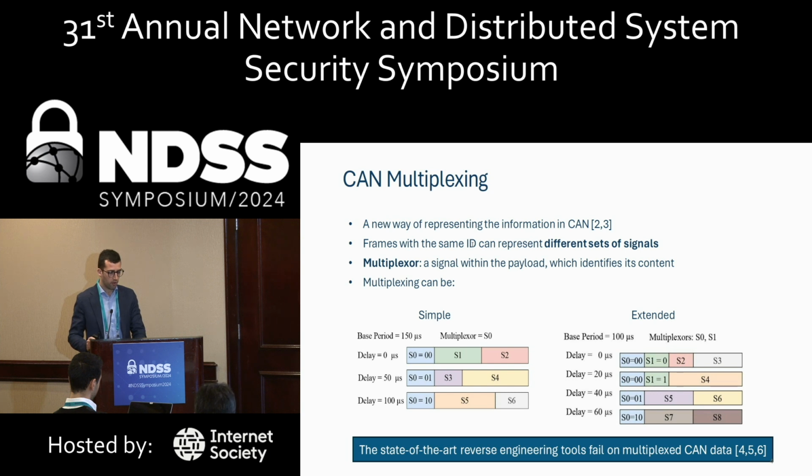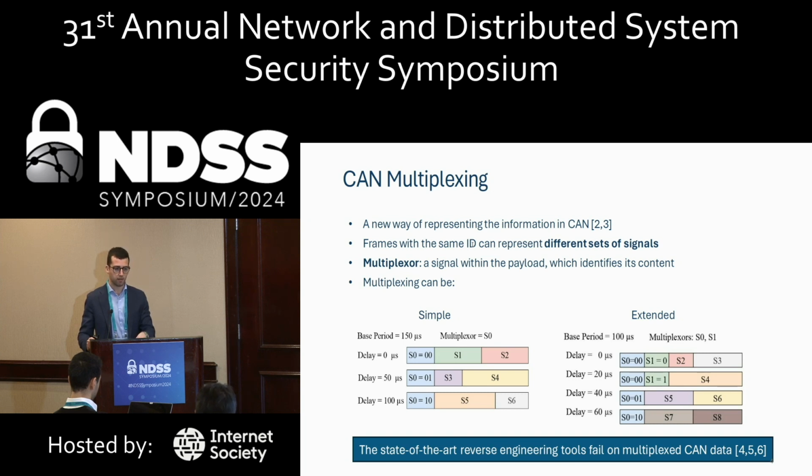So we have seen that there is a new way of representing the information in CAN, which is multiplexing. Contrary to the base assumption of CAN, that all the frames with the same ID include the same set of signals, so we can follow the actual behavior of the signals throughout the frames represented by the same ID, in the case of multiplexing, different sets of frames can be represented by the same ID. So what does this mean for reverse engineering?